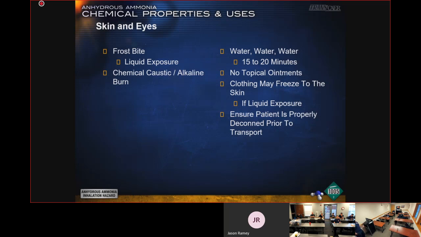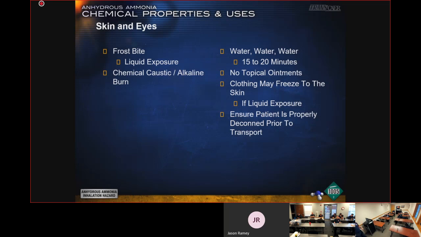Water, water, water. It says 15 to 20 minutes of constant dilution of water. Remember, 850 to 1. So it's going to take a lot of water to dilute even a small amount of this if it comes in contact with someone. We don't really worry about this because we don't apply any topical ointments anyway, but it's not recommended. Your clothing may freeze to the skin if exposed, and ensure that a patient is properly deconned.